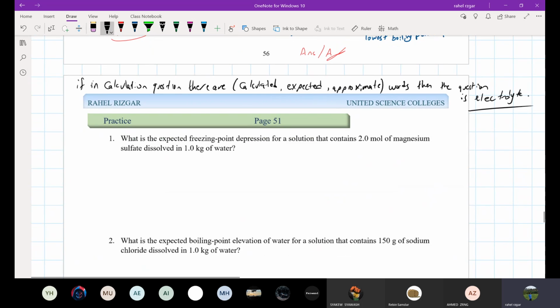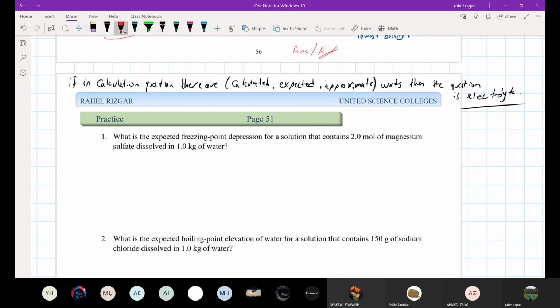Look at this question, for example. What is the expected? If you see expected, you can directly know that it's talking about electrolyte. The problem is where it doesn't say expected or calculated or approximate. Then you have to be very careful if it's electrolyte or not, because sometimes it will not say it. But most of the time, there is expected, calculated or approximate.